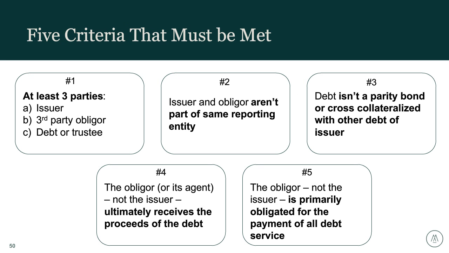So in Statement 91, paragraph 6 is where you want to look to see the 5 criteria that must be present in order to have conduit debt. I think 4 of these are pretty easy to get your arms around. On criteria number 1, just know that there's always going to be one issuer. You can have multiple third-party obligors or multiple trustees involved. With number 2, the issuer and the obligor cannot be part of the same reporting entity.